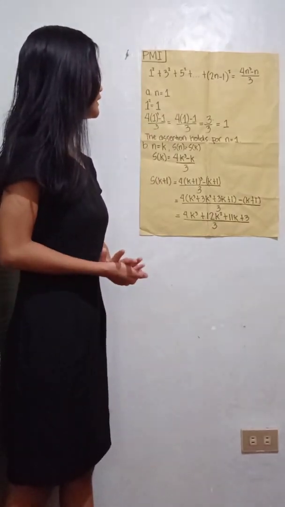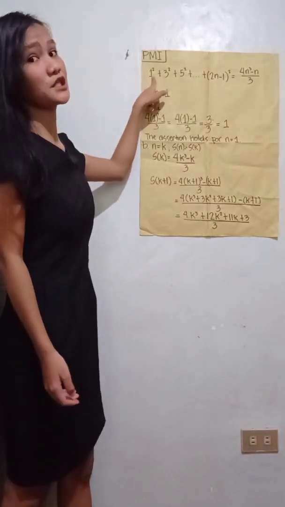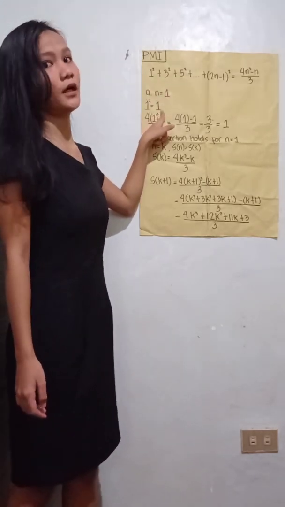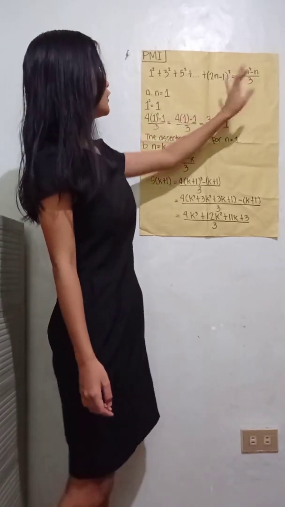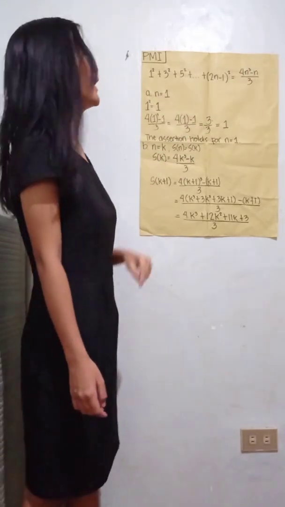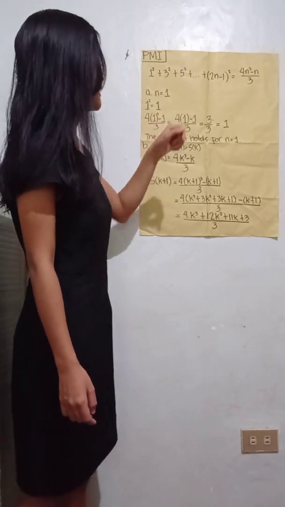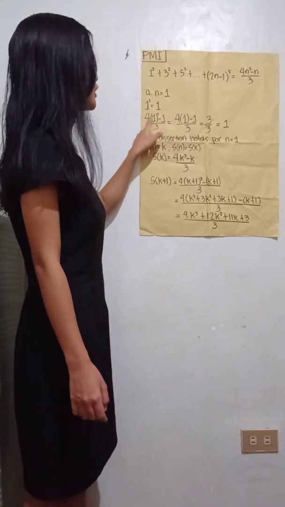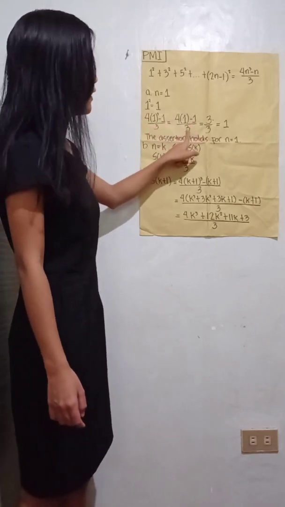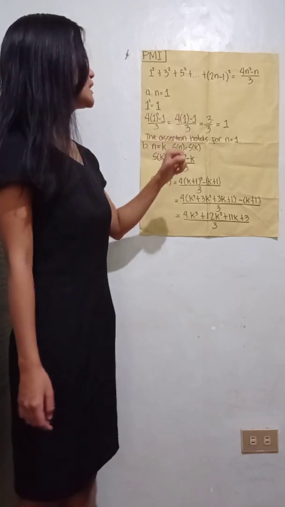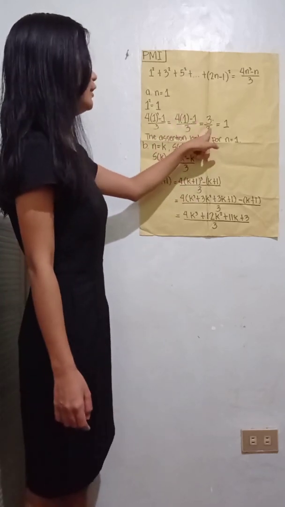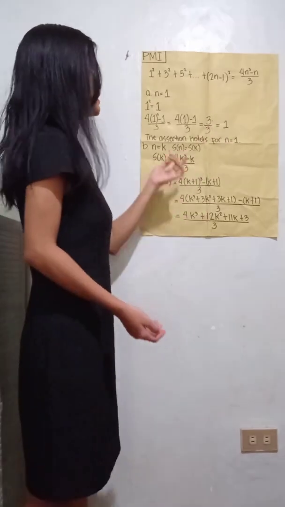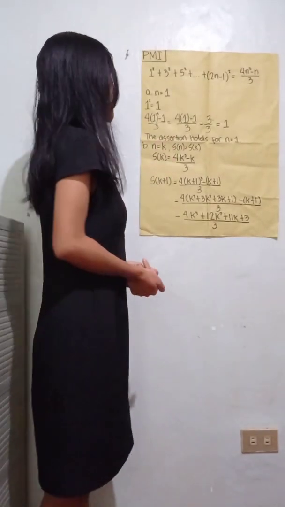So our n, or this is the first term, right? Our first term is 1 squared, so 1 squared is equal to 1. Now using the formula with n as 1, we have (4 times 1 cubed minus 1) all over 3, which is (4 times 1 minus 1) all over 3. So 4 times 1 is 4, minus 1 is 3, then over 3. So 3 over 3 is 1. So the assertion holds for n equal to 1.